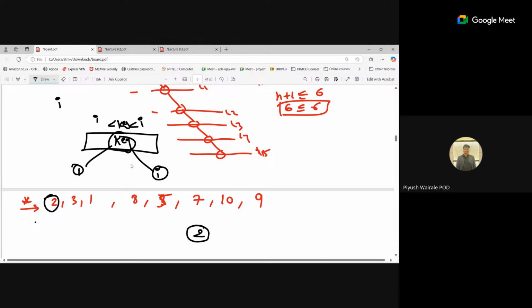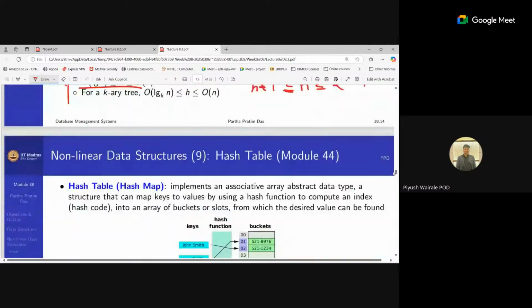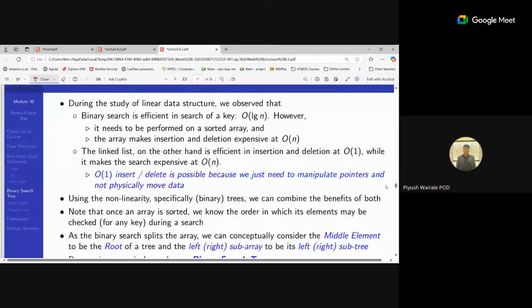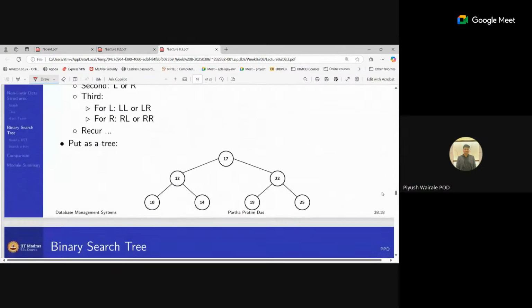Okay. This is how a binary search tree is constructed. If any element is less than that particular root node, it will be stored on the left side of that root node. If the element is greater than that of the root node, it will be stored on the right side of that root node, right? So we have an example here of a binary search tree.